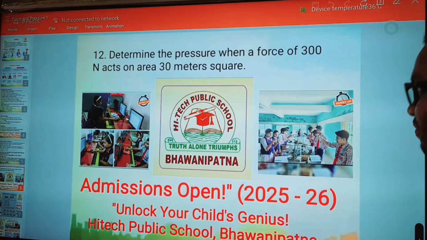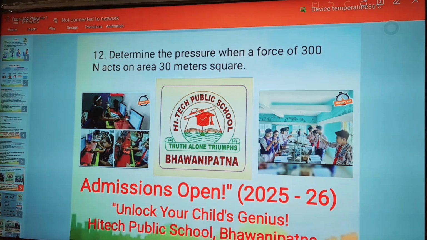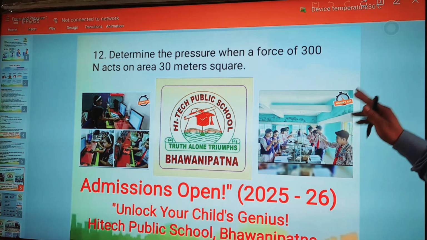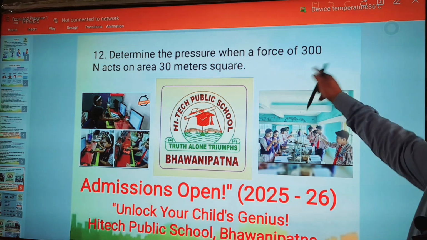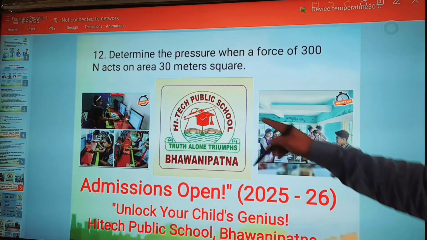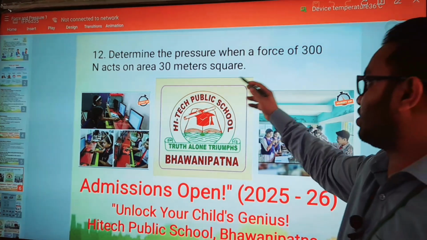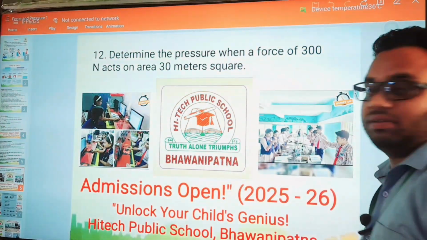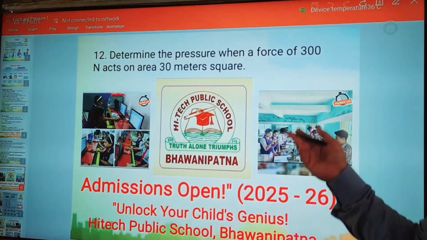Here number 12. Number 12 is: determine the pressure when a force of 300 Newton acts on an area of 30 meter square. So who can solve this question?